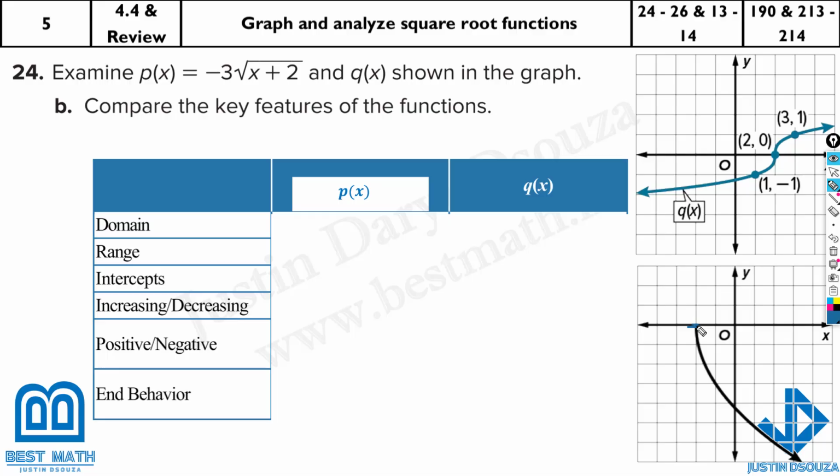Here, for end behavior, it stops at 0. And on the right side, it goes on towards minus infinity. It's going down. Here it goes to positive infinity on the right and minus infinity on the left.